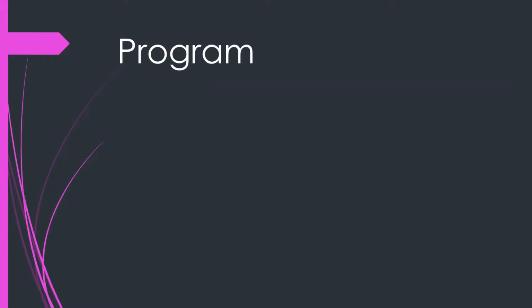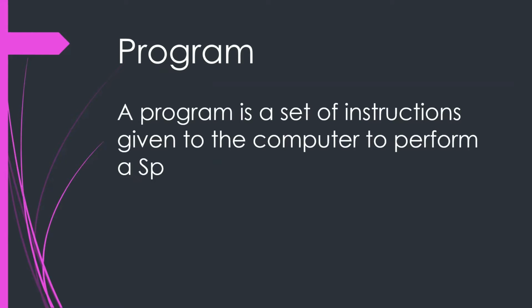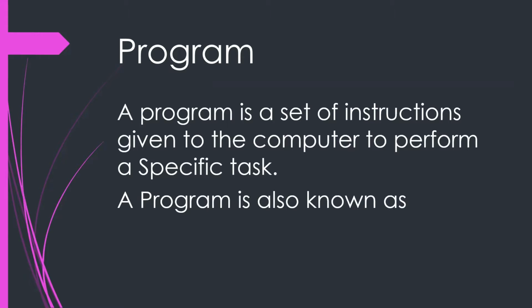Do you know what is a computer program and how these programs are created? A program is a set of instructions given to the computer to perform a specific task. A software is also known as a program. It means that everything in computer is done with the help of a program.